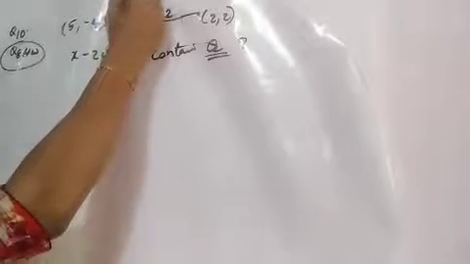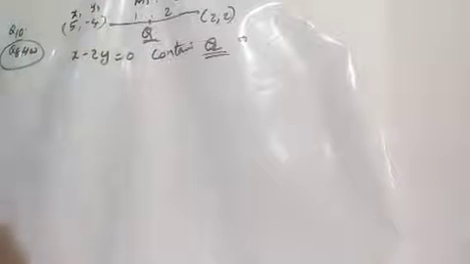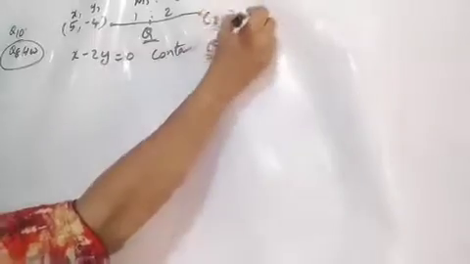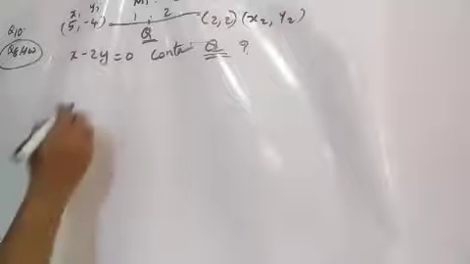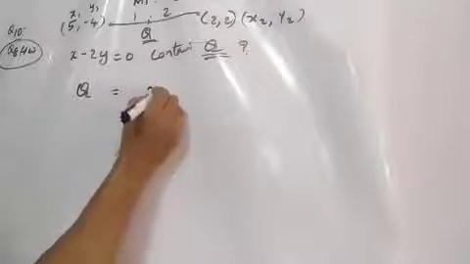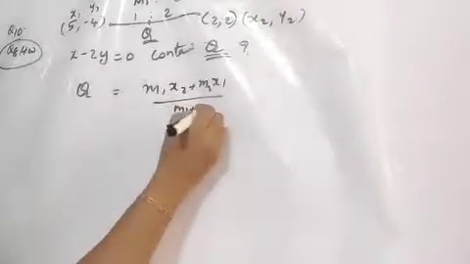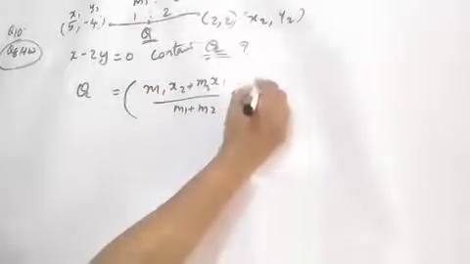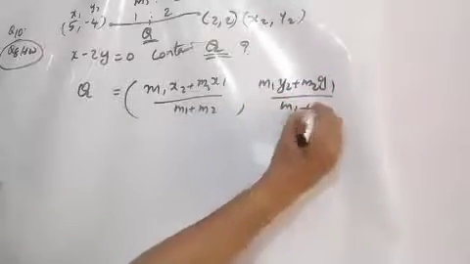Ratio is given, m1 is to m2 is 1:2, and x1, y1 is (5, minus 4), x2, y2 is (2, 2). So we have to use the section formula to find Q. Let us find out Q. How can we find Q? By using section formula. Yes, (m1 x2 plus m2 x1) by (m1 plus m2) is the x coordinate, and the y coordinate is (m1 y2 plus m2 y1) by (m1 plus m2).